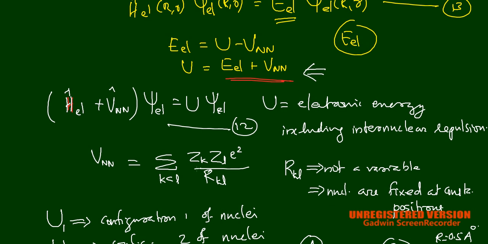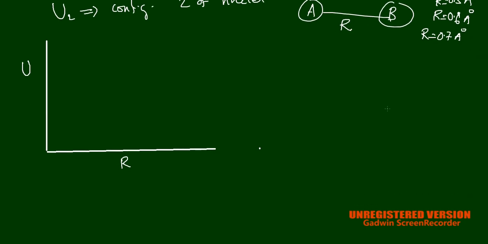Because Vnn has r in the denominator, if the value of r is equal to 0, then the value of Vnn is infinity. So E electronic plus infinity is also infinity. Therefore, u will be infinity. When the two atoms are very, very close, or touching each other, when r is 0, at that point the u will be infinity.